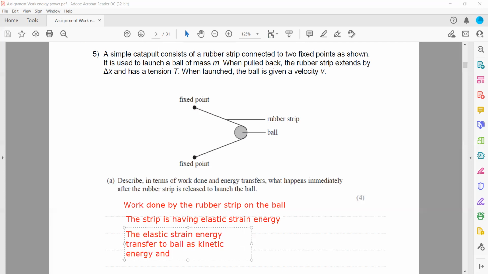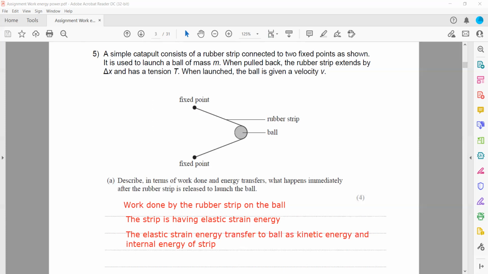and internal energy or heat energy of the strip. Because practically it's not possible that there is an ideal system where only one form of energy appears. So basically what happens, some of the elastic energy changes to thermal energy in the strip, and most of the elastic energy is transferred to the ball as kinetic energy.